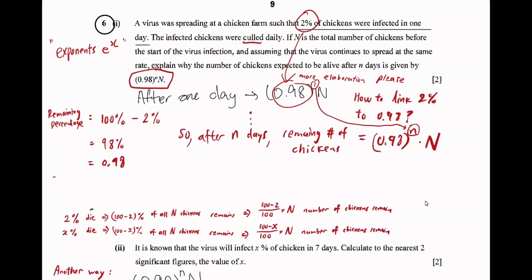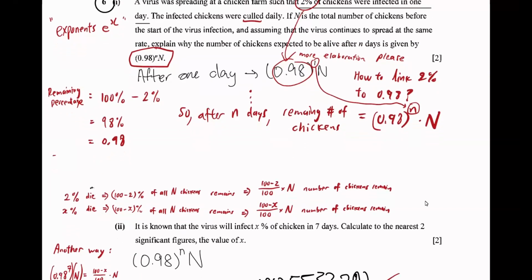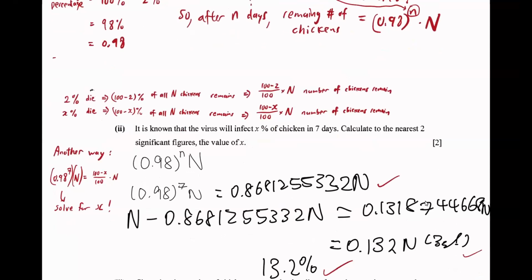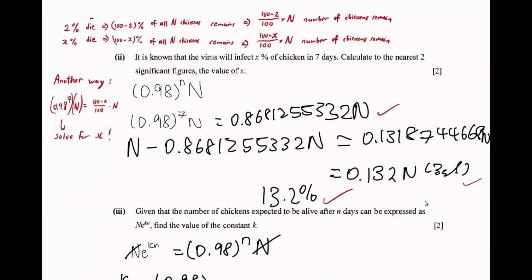So how about part 2? Let's see. It is known that the virus will infect X% of the chickens in 7 days. Calculate to the nearest 2 significant figures the value of X. Okay, your answer is fine. The concept, I get what you're doing. So what you're doing is you replace the n with 7, right? Because after 7 days, this will give you the remaining percentage of chickens multiplied by n, right?